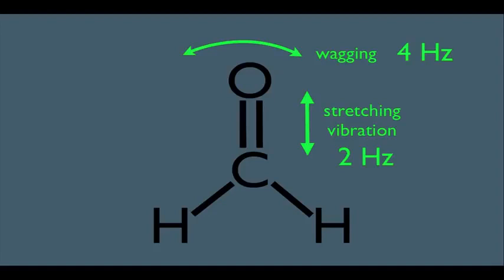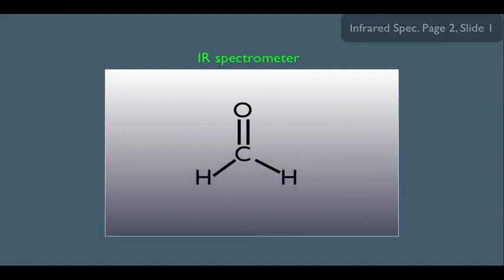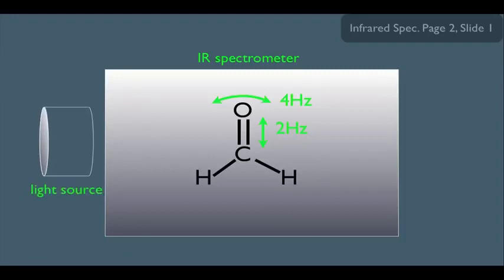If that's the reality, then let's see what happens when we take our formaldehyde molecule and stick it in the IR spectrometer. And let's again label our stretchings at 2 hertz and our waggings at 4 hertz. So here is how the IR spectrometer functions. When the molecule is in the machine, we take something like this, a light source, which is simply something that has the ability to shine light at a molecule at various frequencies.